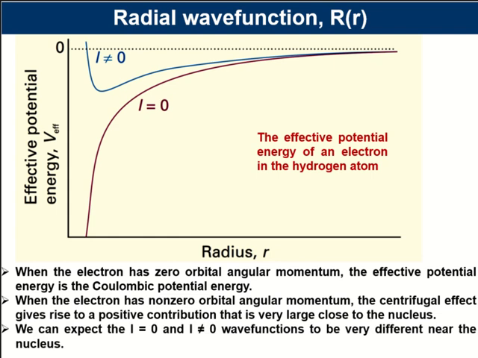So centrifugal effect is giving a positive contribution, as you can see here, and it is very large. Suddenly it rises very sharply beyond 0, so it becomes positive and rises very sharply very close to the nucleus. So because of this reason, we expect that when L is equal to 0 or L is not equal to 0, in these two cases the wave functions are also going to be very different.